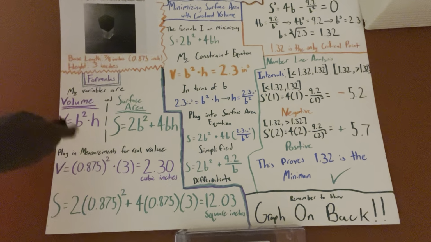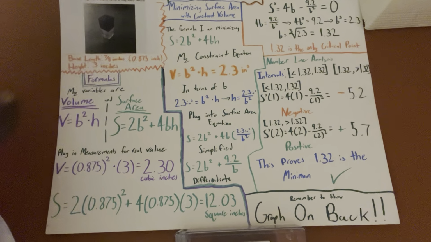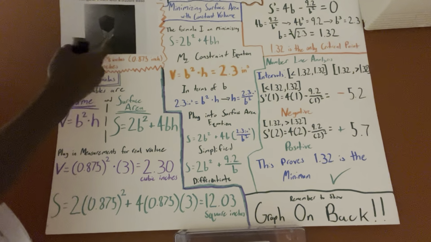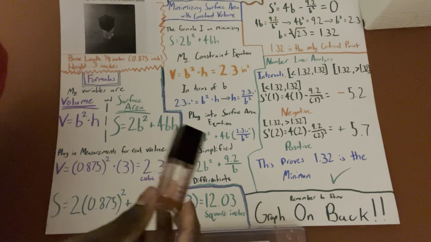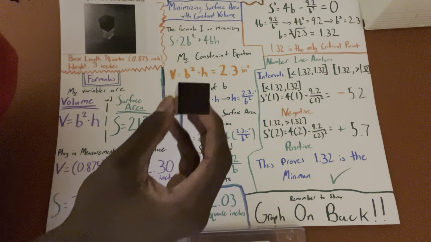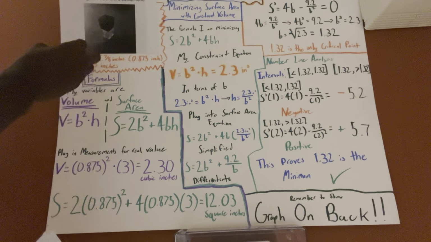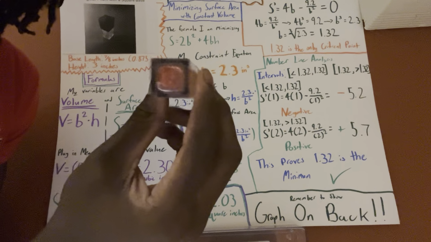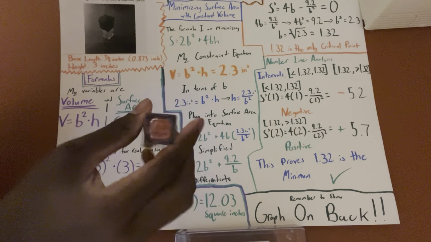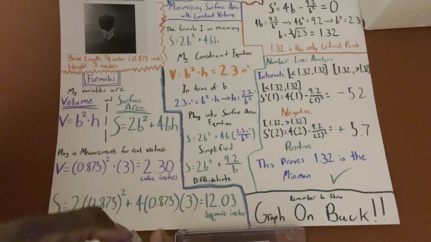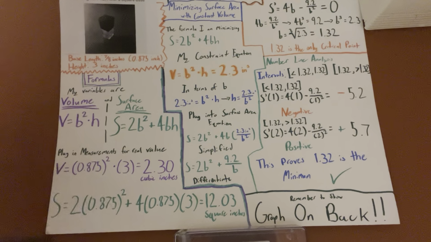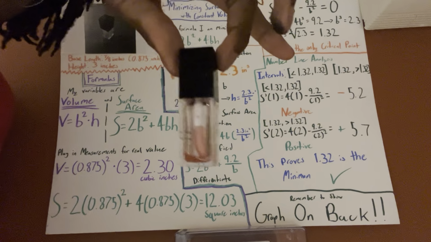You can see my object. It's a rectangular prism with a square base right here. Here it is in real life because the picture is kind of dark. It's a rectangular prism with a square base. The measurements are the base length. The base length of the square is 7/8 of an inch. So that's 0.875 inches. The height is 3 inches.